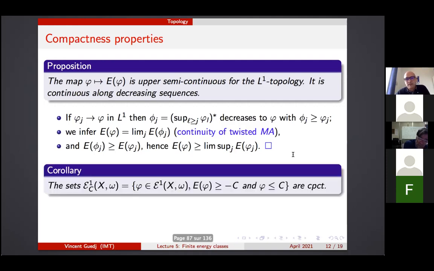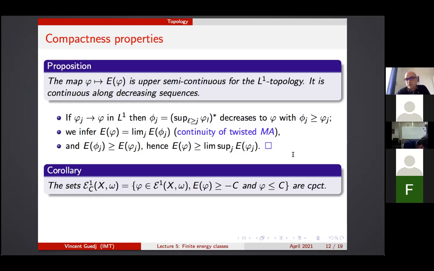Okay, and as a consequence of this proposition comes the following remarkable fact. If you look at the sets of those functions in E1 which have the following two properties. First, the supremum is bounded from above, say by a fixed constant C. Second, the energy is bounded from below by a certain constant minus C. Then such a set is compact for the L1 topology.